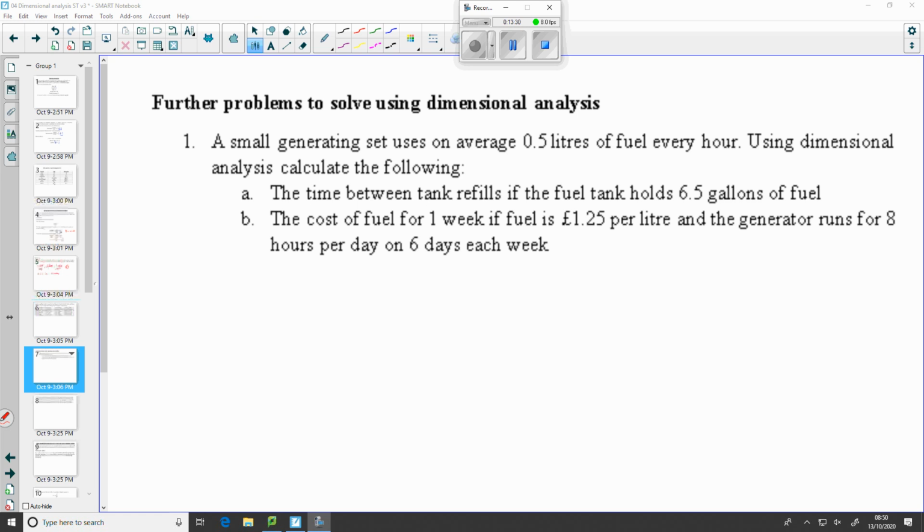A small generating set uses on average half a litre of fuel every hour. Using dimensional analysis, calculate the following. A: time between tank refills, if the fuel tank holds 6.5 gallons of fuel. B: the cost of fuel for 1 week, if fuel is $1.25 a litre, and the generator runs for 8 hours per day on 6 days of each week. Okay. Now, I'll let you have a go at that problem.